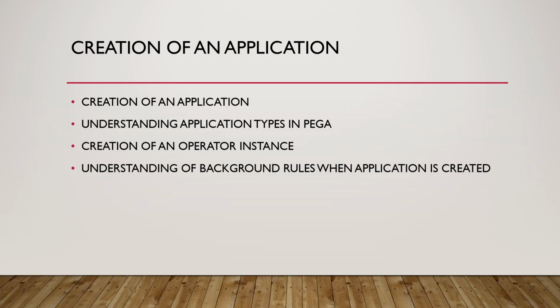The next topic after creation of application. While we are creating an application, we'll understand what are the application types present in Pega. We have different application types, like the framework layer, implementation application, component application, which I will be walking through. The third one is the creation of an operator instance, which is creating a separate operator to access that application. And the fourth one is the understanding of background rules when application is created.